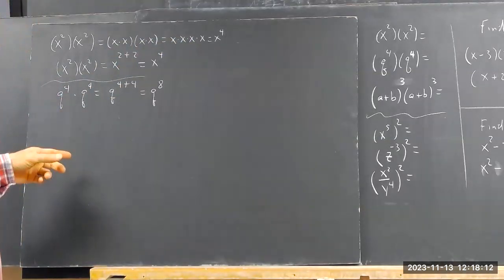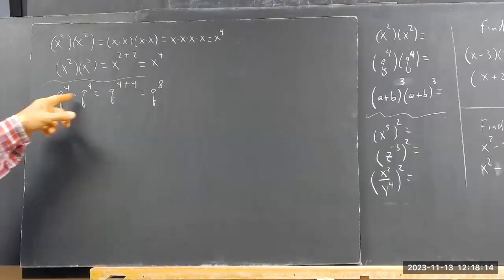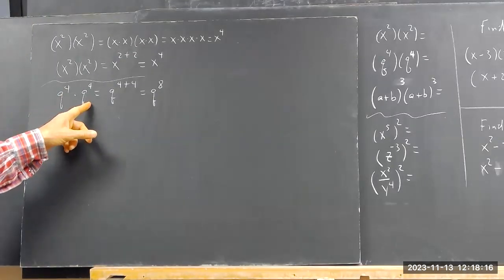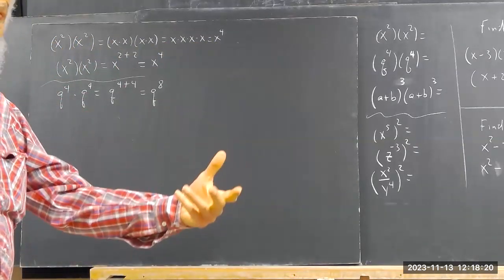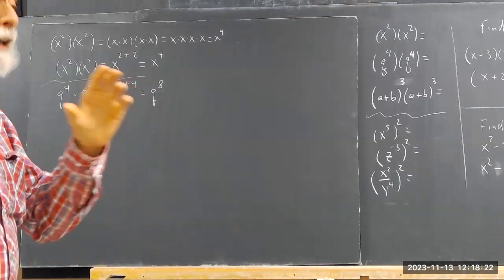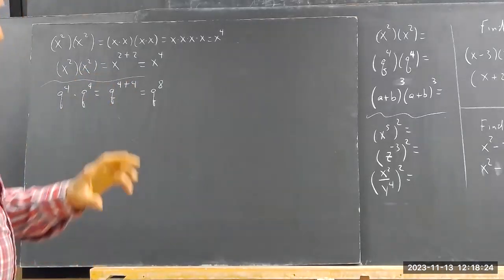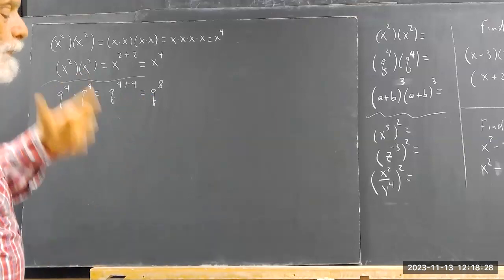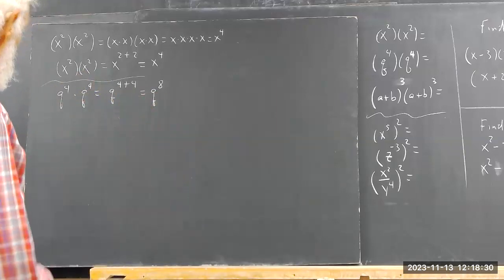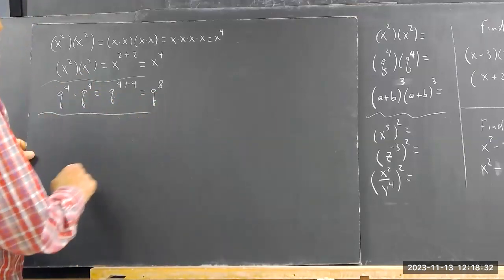If it was q to the 431st times q to the 431st, you wouldn't want to have to write out 431 q's twice. Okay, but you understand that that's what you do. So you're going to get 2 times your 431 q's. Well, 431 plus 431.